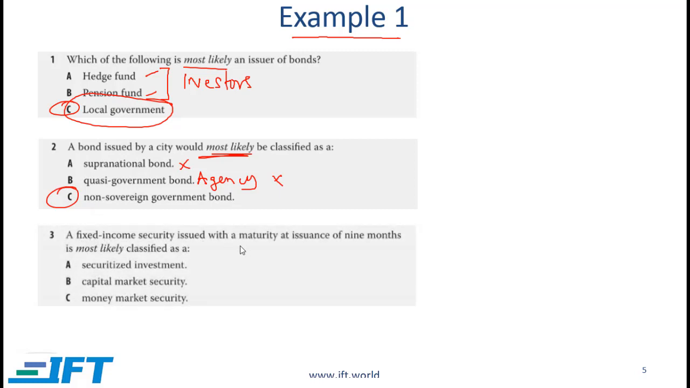A fixed income security issued with a maturity at issuance of 9 months is most likely classified as what of the following? We've seen this before. If a security has a maturity of greater than 1 year, then it will be classified as a capital market security. Less than 1 year means that it would be classified as a money market security. Securitized investments are investments where we create a pool of assets and securities are issued against that pool.